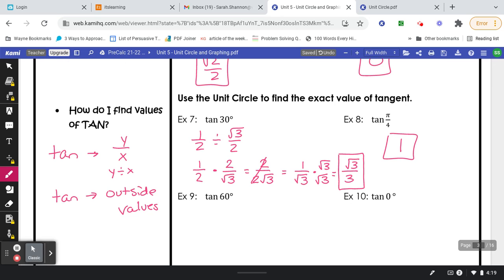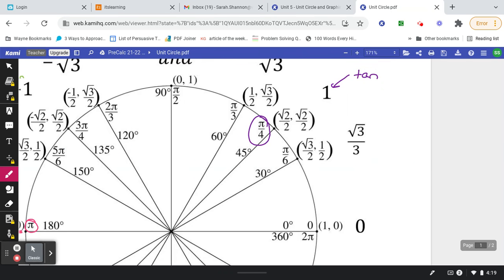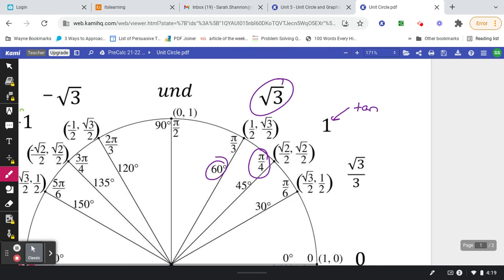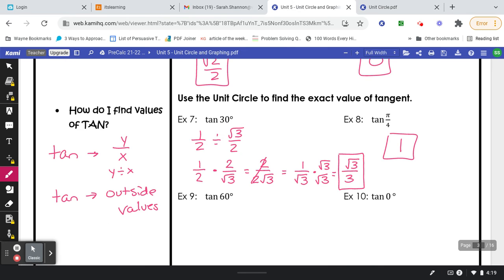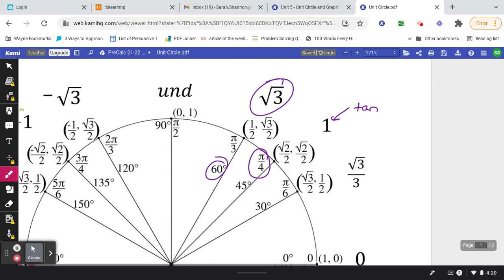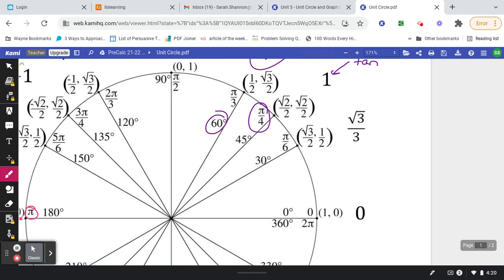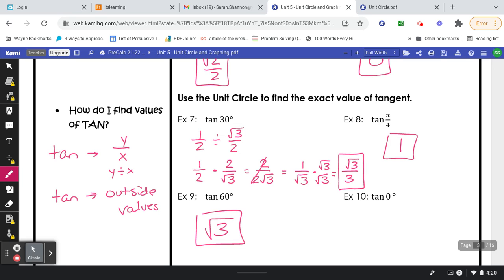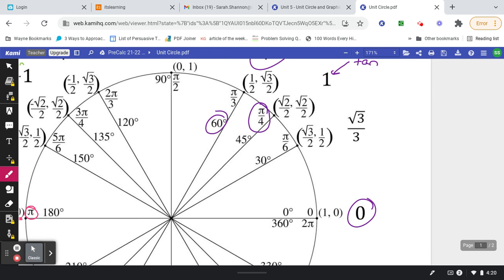They've already done all the work for us. We can just write down the answers. Tangent of 60 degrees. Right here, there's my answer for tangent, radical 3. No need to do all that work that we did the first time because it's already been done for us. And tangent of, what's that last one? 0 degrees. Sorry, pi/2. No, 0 degrees, sorry. Tangent of 0 degrees would be 0, right there.